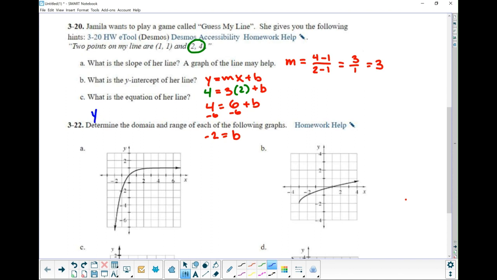What's the equation of her line? Her equation is y equals m, which is the 3, so 3x, and then plus b, which is the negative 2. You see how you have a plus and then a negative 2? You can put it together and just write it as y equals 3x minus 2.